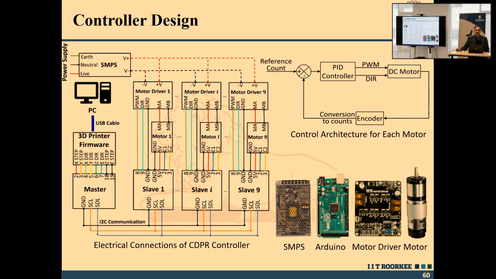It consisted essentially of an SMPS, an Arduino controller, a motor driver and the motor over here. This is the closed loop control, basically through an encoder. The count conversion was carried out and a reference count was given, then we used the PID controller, through which we gave the PWM to the DC motors. This is the schematic, basically. The motor drivers were here, one was the master and the others slave.